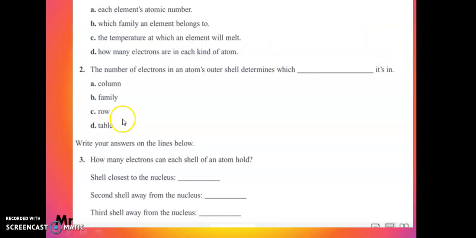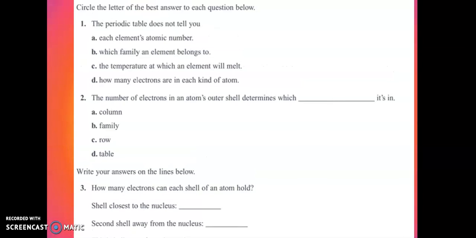So we are going to make the classwork super easy. The periodic table does not tell you: Option A, each element's atomic number; Option B, which family an element belongs to; Option C, the temperature at which an element will melt; and how many electrons are in each kind of atom.